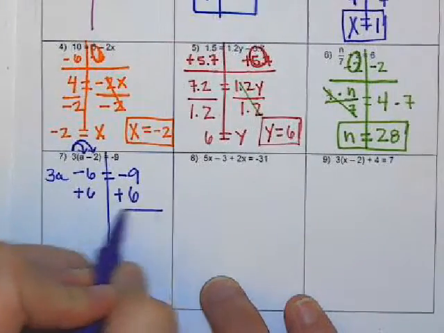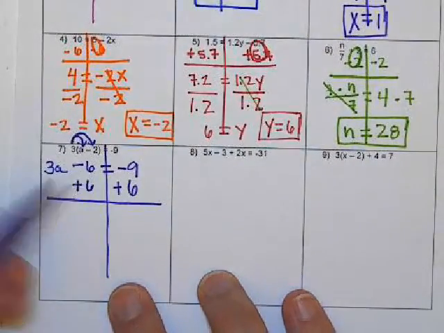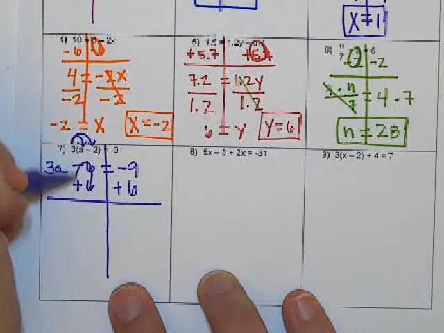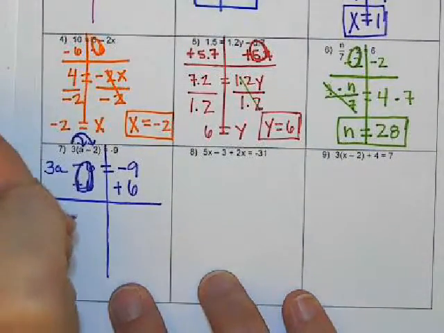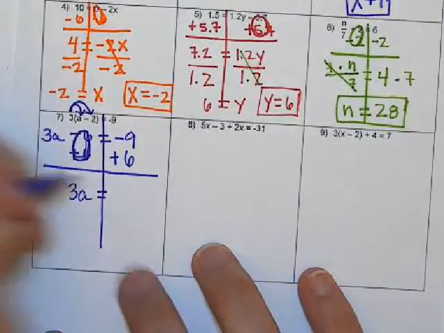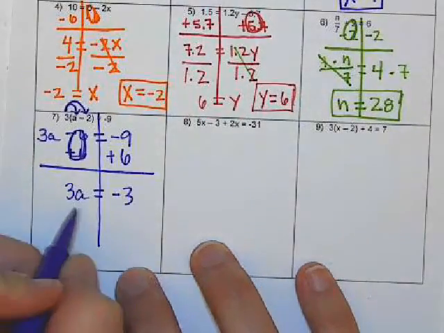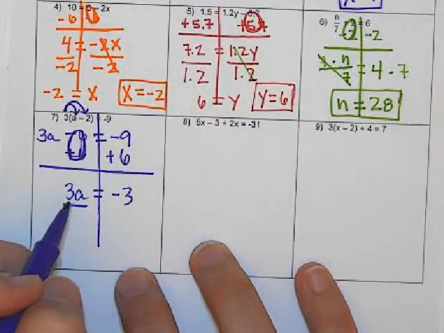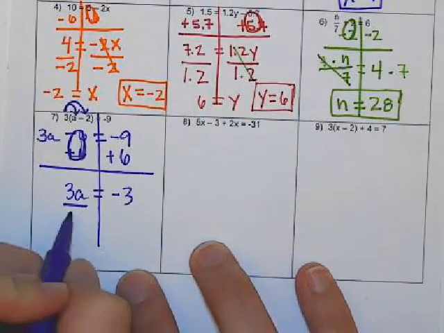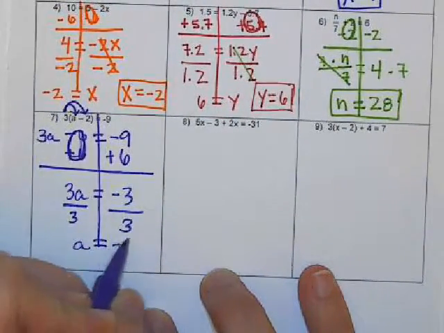Now I'm adding, so I'm going to draw my line. All right, -6 and +6 give me what? 0. And I'm left with 3a over here equals -9 plus 6, which is -3. Is a by itself? No, so I got to divide by what is right in front of a. 3. a equals -1.